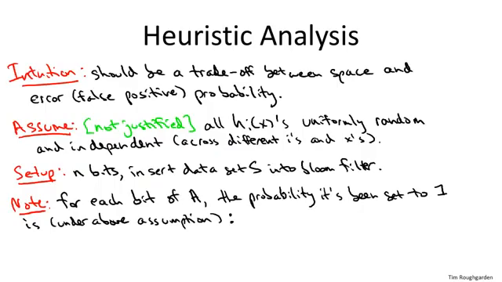So what did we discover? We discovered the probability that a given bit is 1 is 1 minus the quantity (1 - 1/n), where n is the number of positions, raised to the number of hash functions k times the number of insertions, the cardinality of S. So that's a kind of messy quantity.